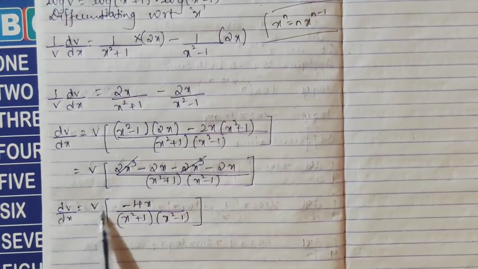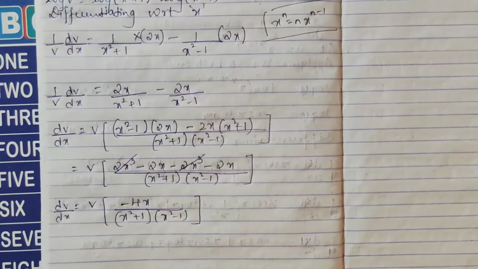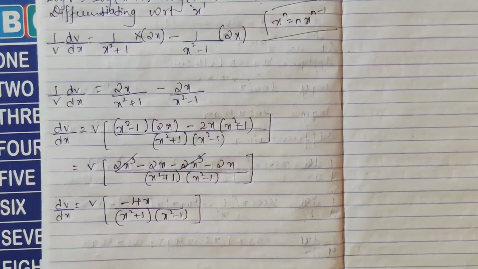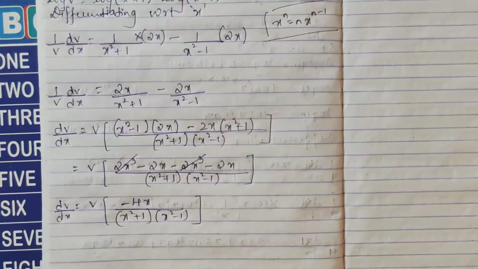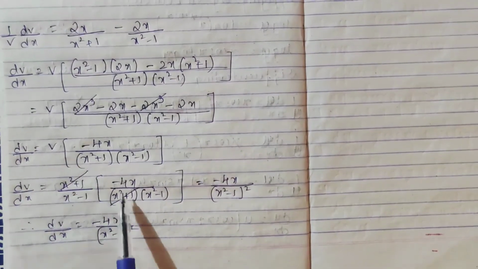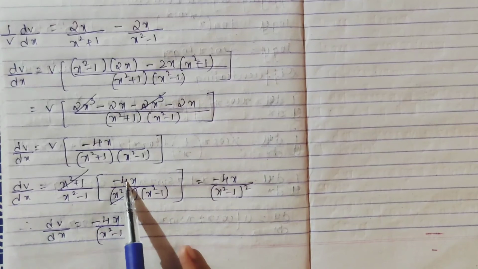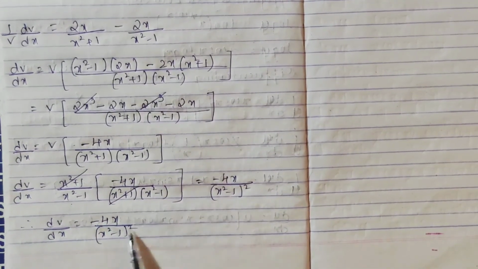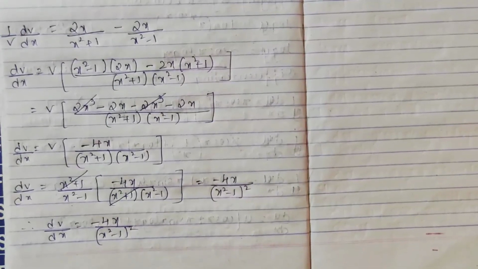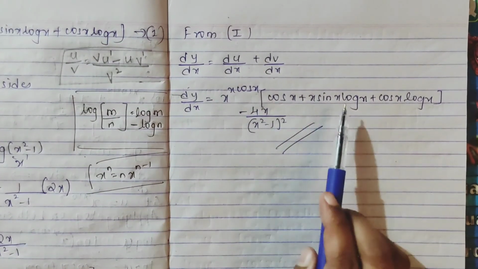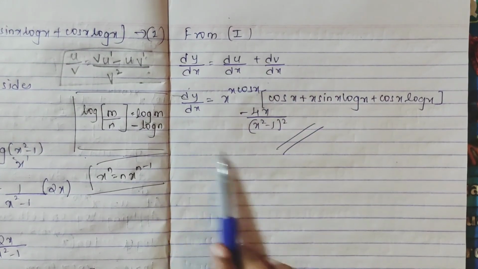Now substitute your v value, and then you will get dv by dx, to substitute in your main form, that is dy by dx, and that will be your final answer. Substituting your v actual value, your x square plus 1 cancels. You will be left with minus 4x by x square minus 1 whole square, it becomes dv by dx. At last, substitute in your main. So in the last, I am substituting my du by dx and dv by dx. This is your final answer.